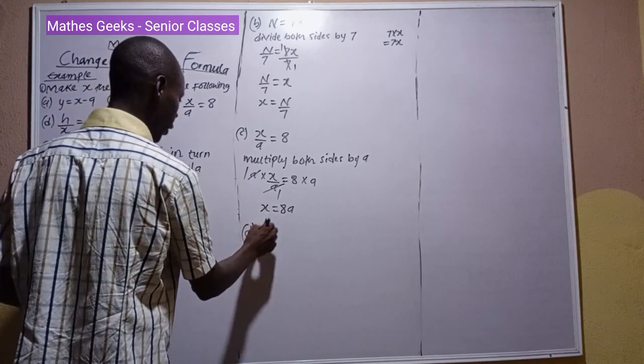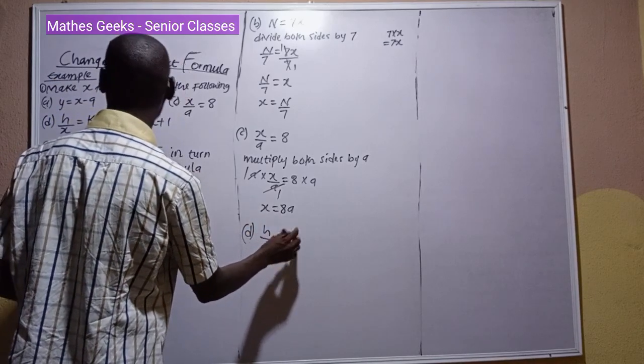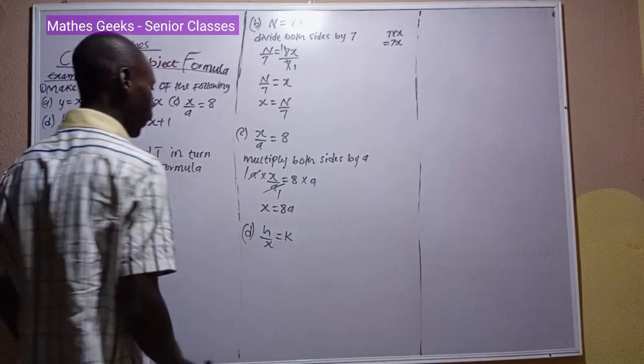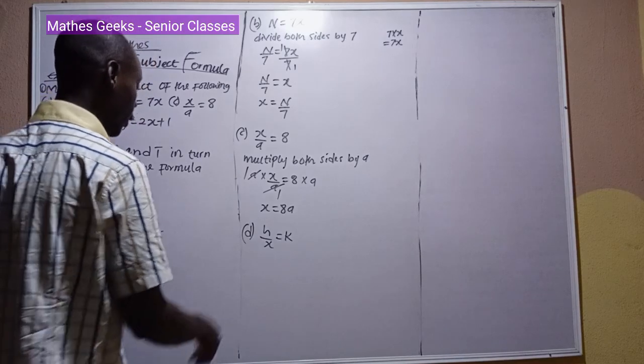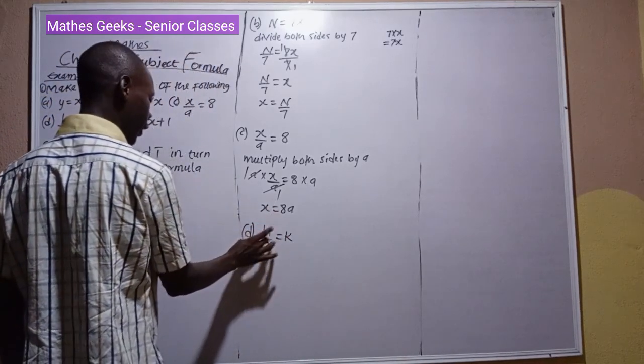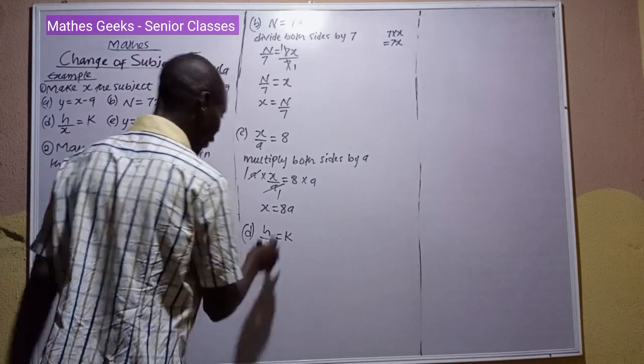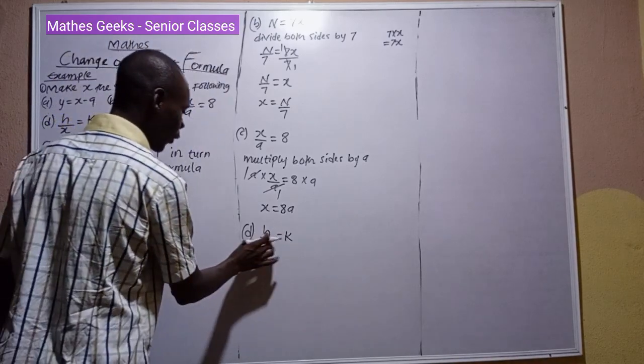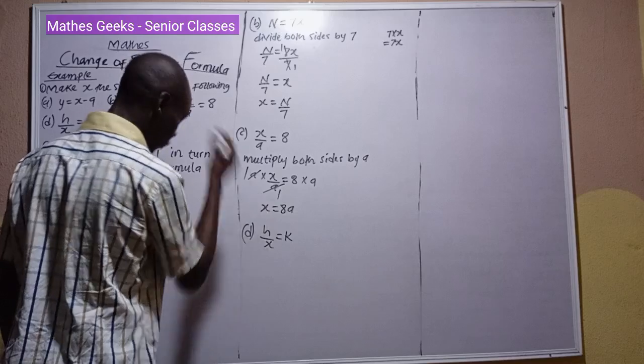h over x equals k. Okay, so what we want to make the subject of the formula is x. x is related to h by division. So we're going to multiply both sides by, first of all, we're going to eliminate h.